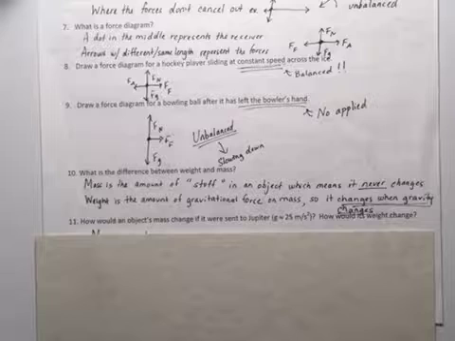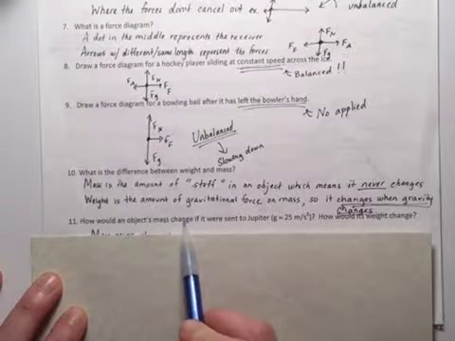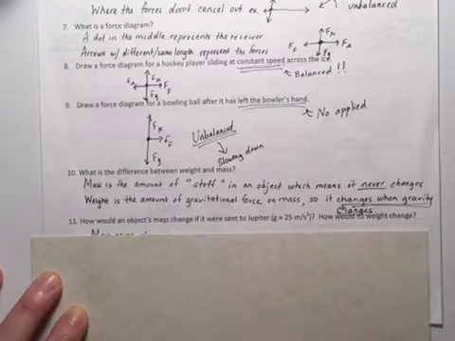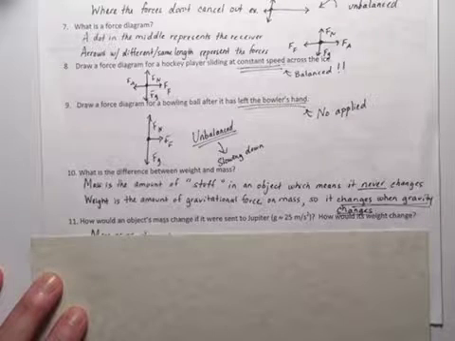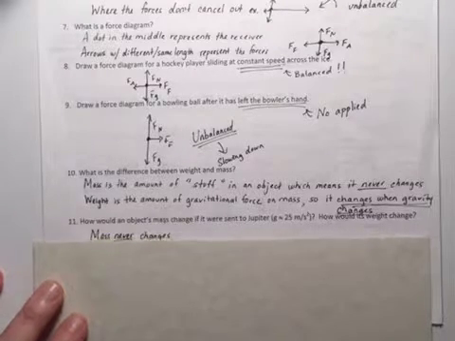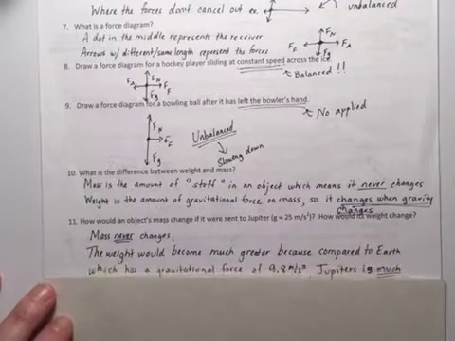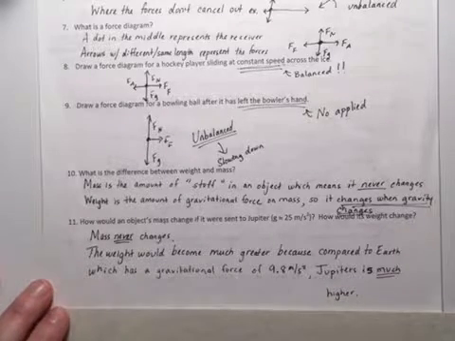So, putting this into use, how would an object's mass change if it were sent to Jupiter? And how would its weight change? Well, how would an object's mass change? Those two words do not go together because mass does not change. So anytime you see that, that should be kind of a trigger in your brain to think, nope, that's not going to happen. But its weight, though, if we take it to Jupiter, Jupiter's a little bigger than the Earth. So while its mass is never going to change, the weight would become much greater. Earth has a gravitational force of 9.8, while Jupiter's is much higher.